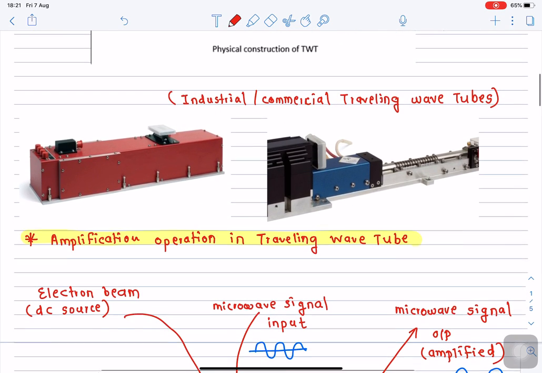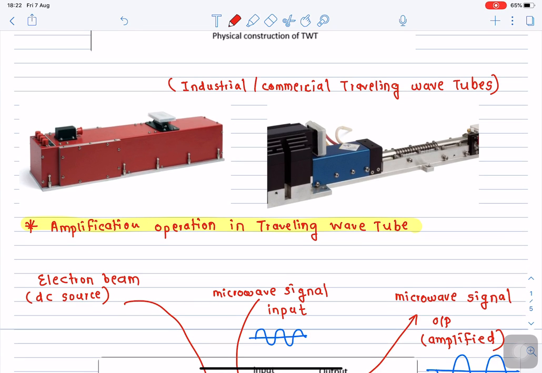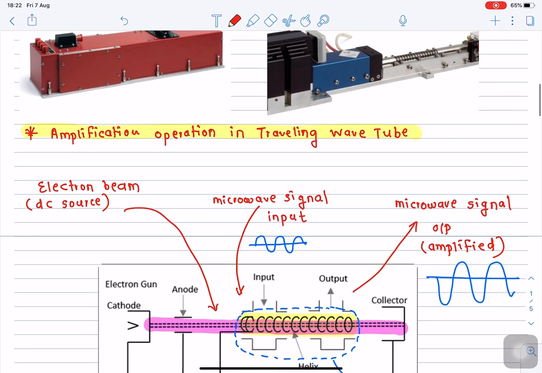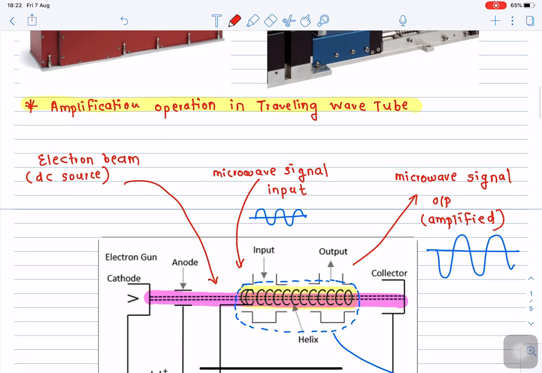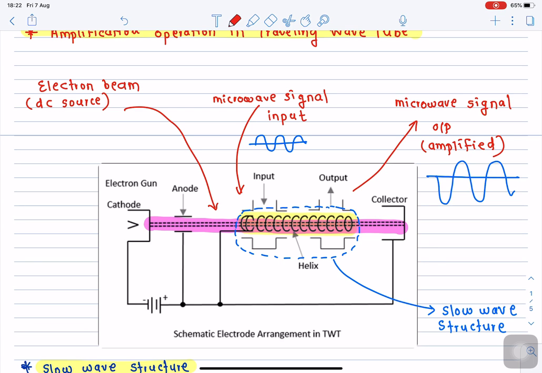So the next figure shows some of the industrial and commercially available traveling wave tube amplifiers. These are typical diagrams of actual commercial and industrial traveling wave tubes available in the industry, which are essentially used to amplify the microwave signal at very high frequency. Okay, and the detailed operation of how the amplification of the microwave signal takes place in a traveling wave tube is explained using this block diagram.